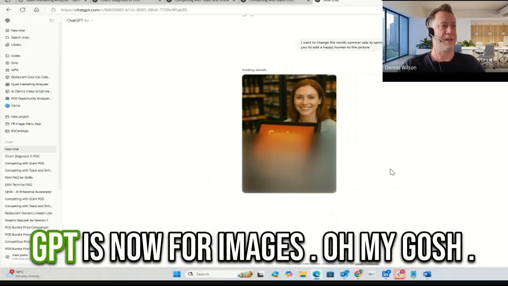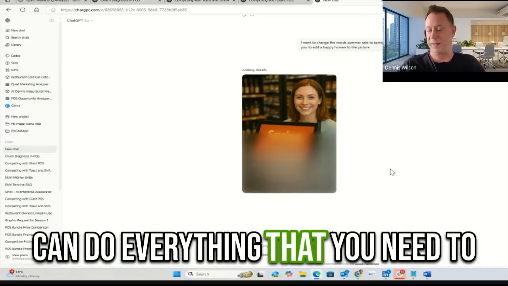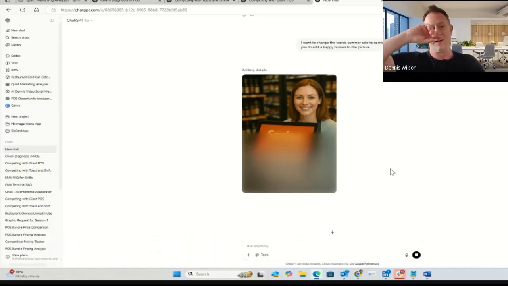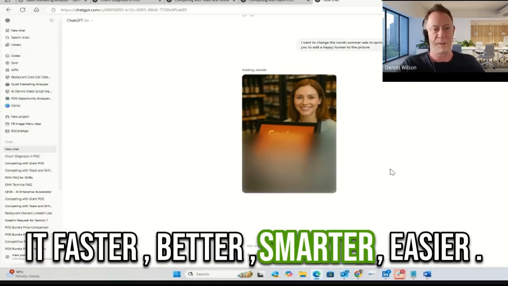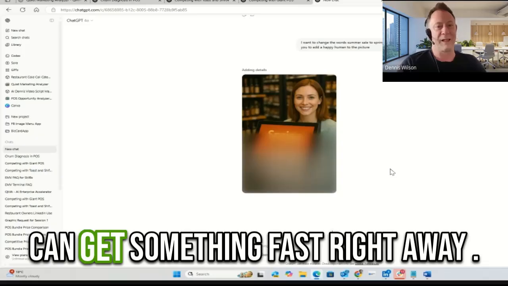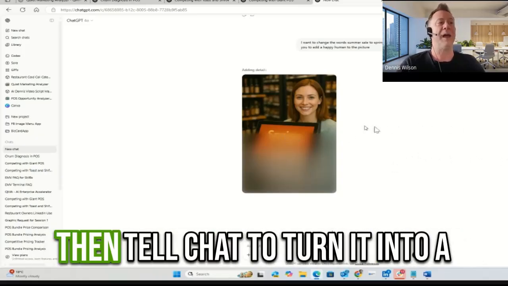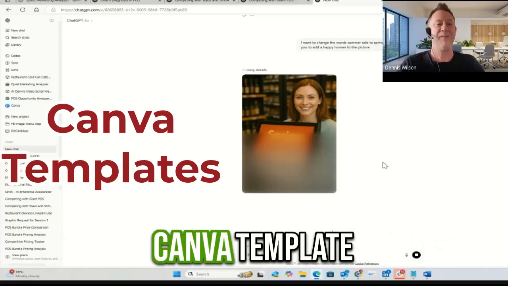So yeah, ChatGPT is now for images. Oh my gosh. You can do all your thumbnails. You can do everything that you need to do. It'll do it faster, better, smarter, easier. You know, Canva's great, but you can get something fast right away. And then if you want to, you can then tell Chat to turn it into a Canva template.